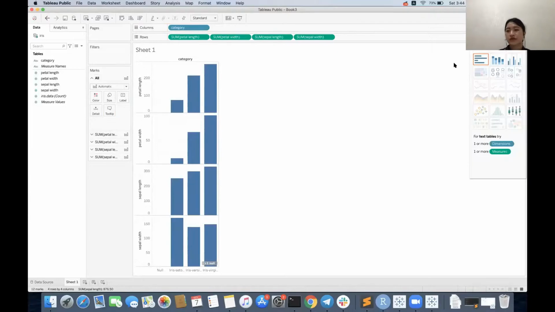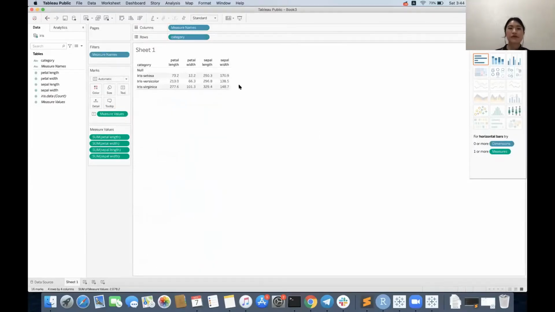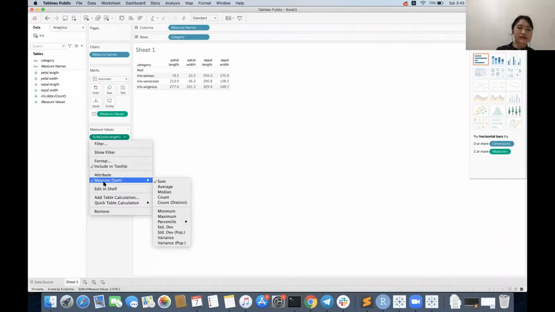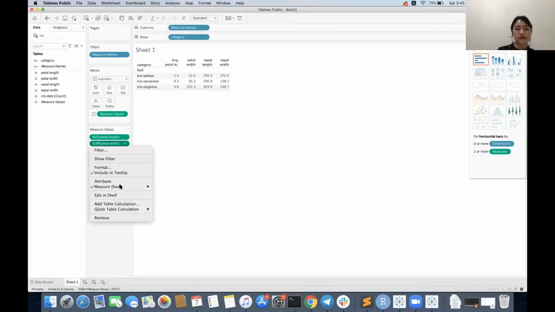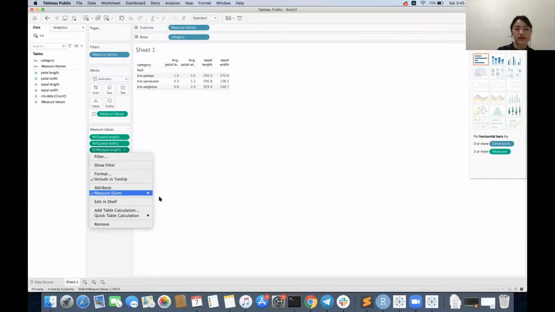And then we can change the chart to table. Is it easy, right? And then you can see the number is 73.2. It is a little weird, because if we want to compare each category of iris with its length and width, the thing we need to do is use average, right? So we can change the sum to average from here. You can click the little triangle again, and then there is an option called measure. You just need to change it to average, and there are a lot of other things you can change to. For today, we just use average. So is everything clear for you?